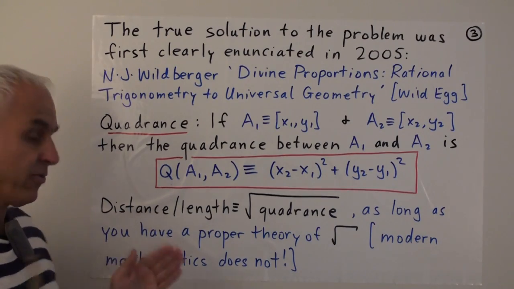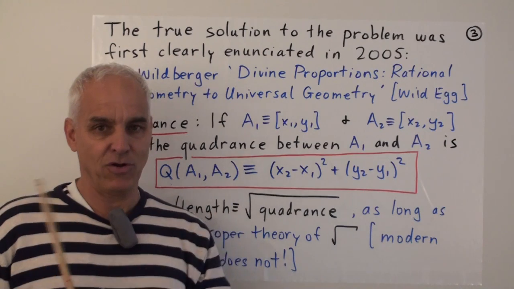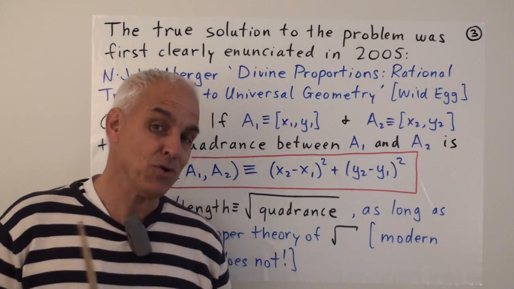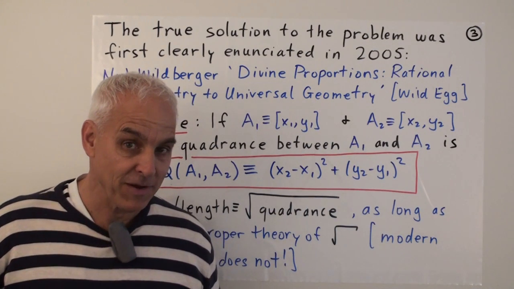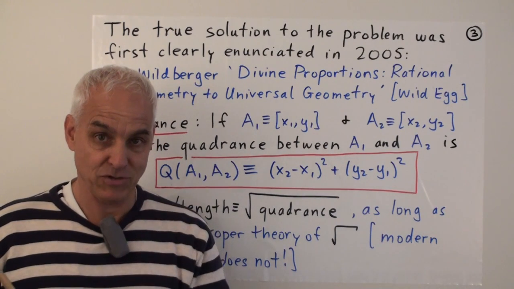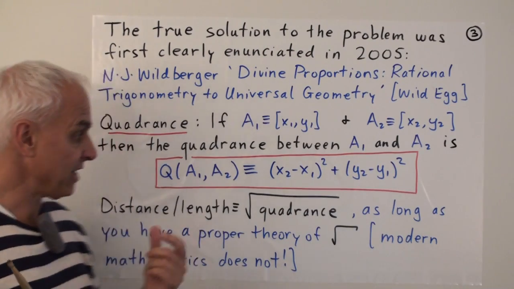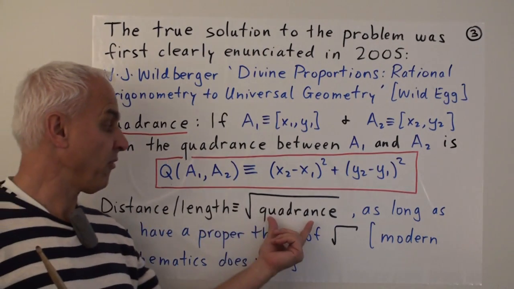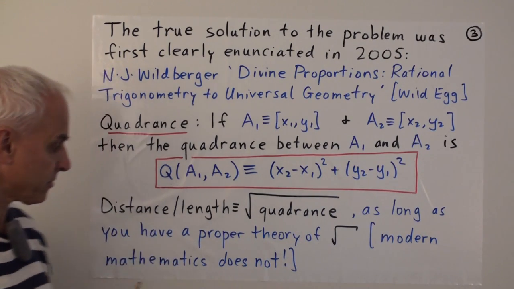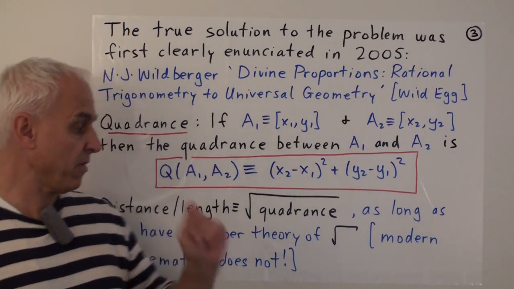In rational trigonometry, we realize that this quadrance is primary. It's more fundamental than distance. And it really explains why, if you go back to Euclid and you read the Elements, Euclid avoids distance and length measurements. He goes out of his way to avoid them. It's basically because he knew of the problems with the irrationality posed by this square root operation. So in order to make sense of this formula, you really need a proper theory of the square roots.